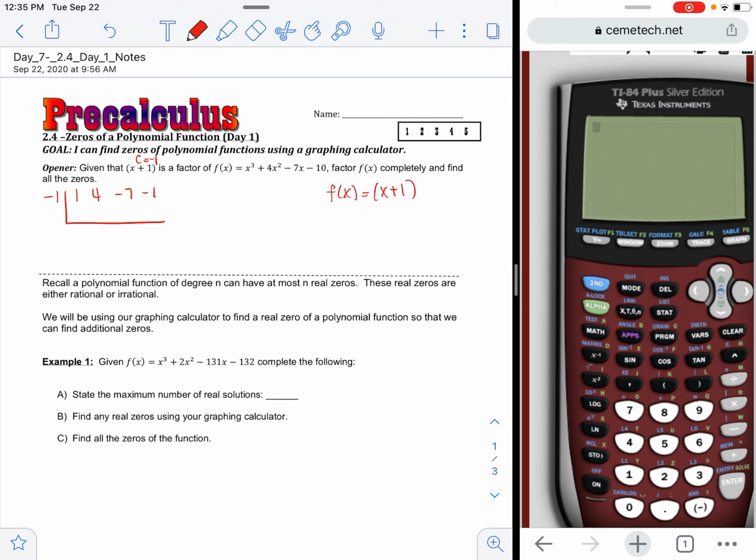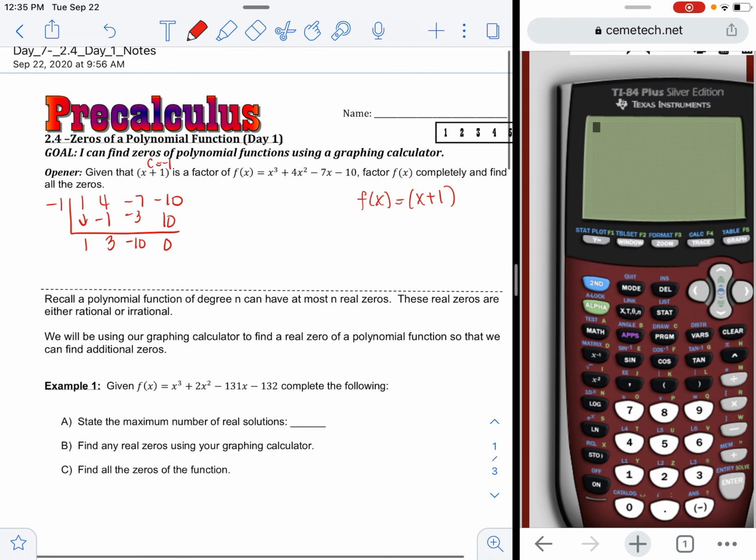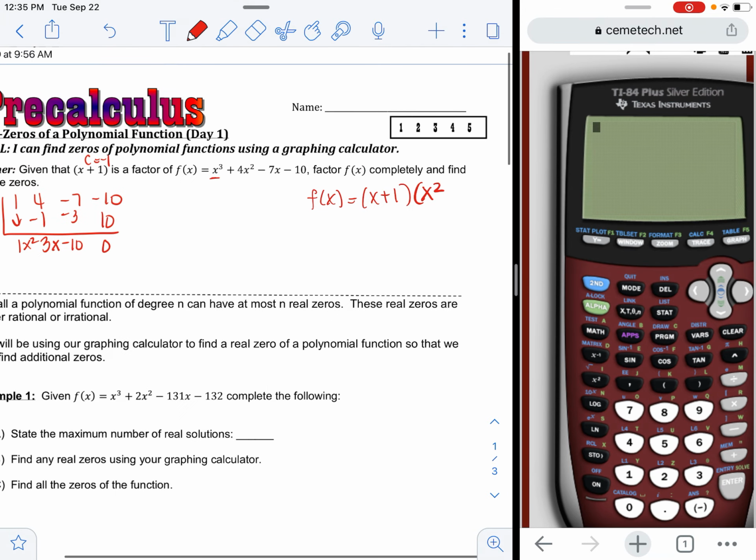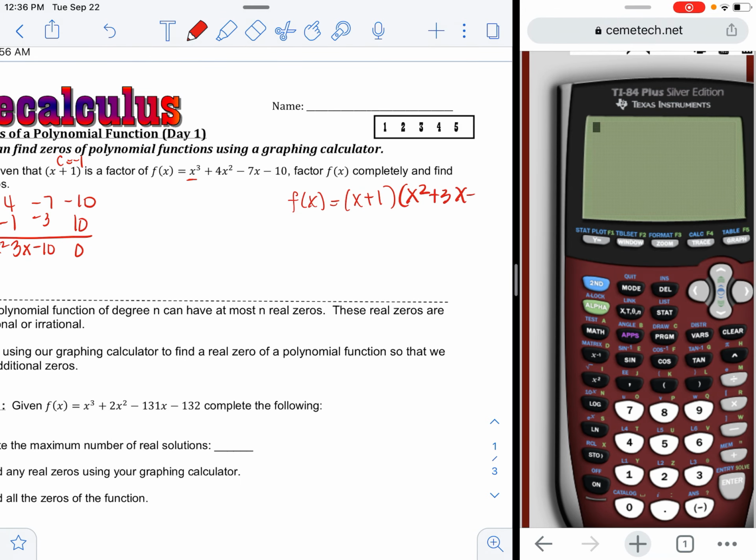1, 4, -7, -10. Drop the 1, multiply, that's -1. Add, that's 3, multiply, that's -3, -10, 10, 0. Remember, if it says that it is a factor and you don't get 0 there, you made a mistake. That's the only reason why that happened. Okay, so now I have the factor of this was a cubic function, so this is a square and this is an x. So now I have x squared, is it plus 3x? Yes, plus 3x minus 10.